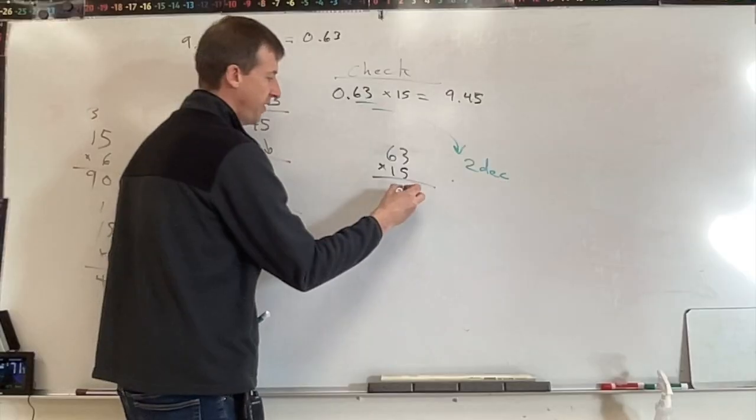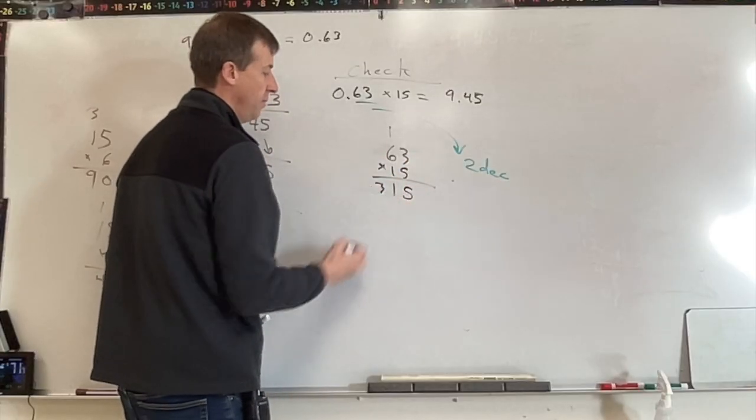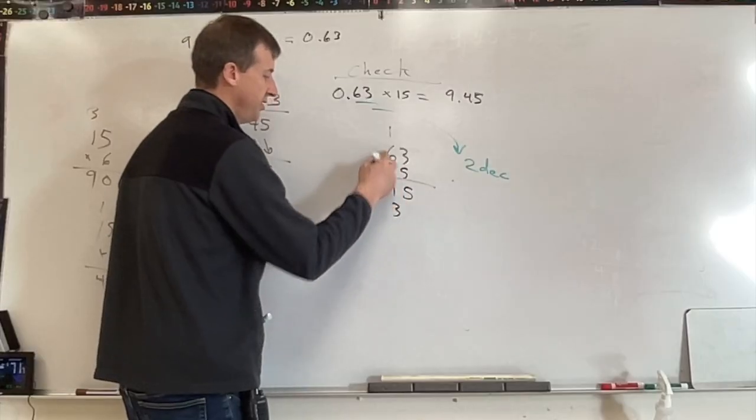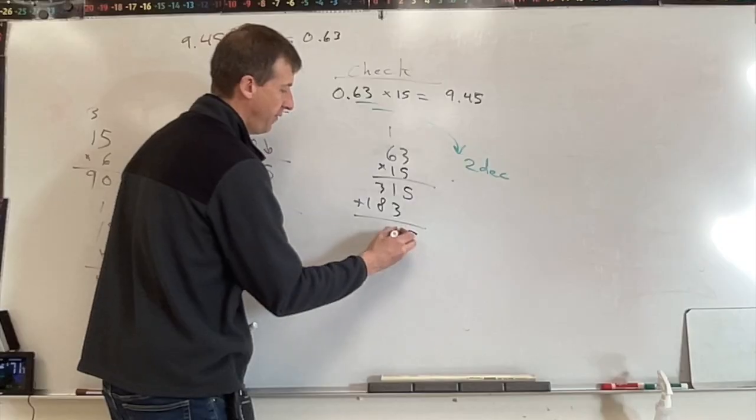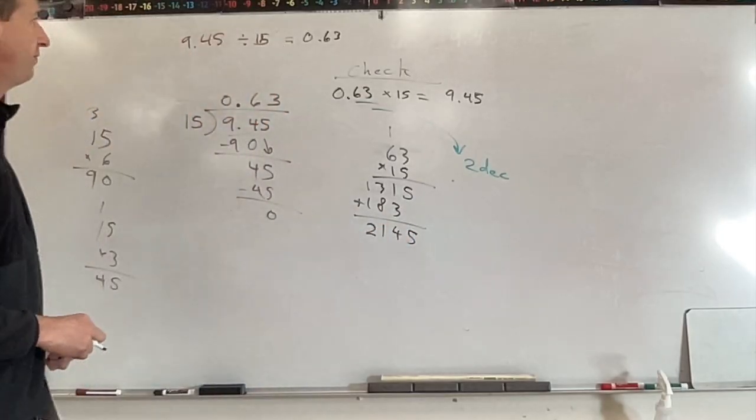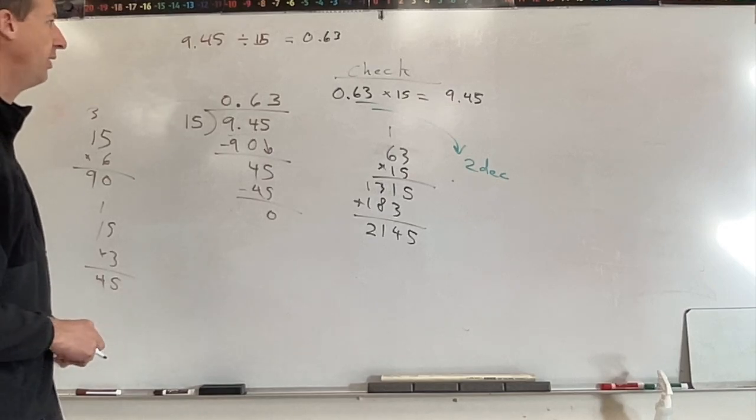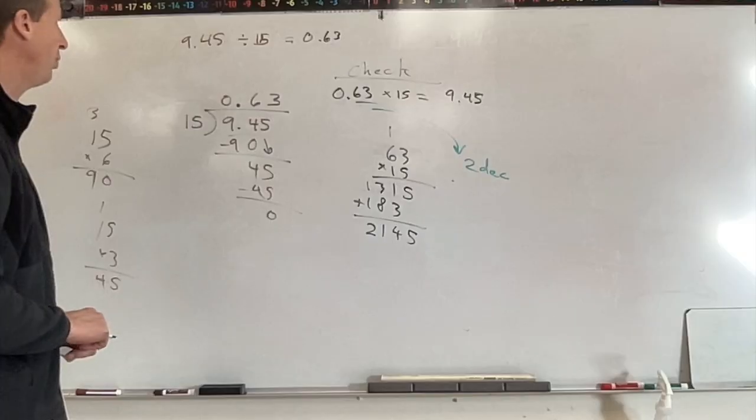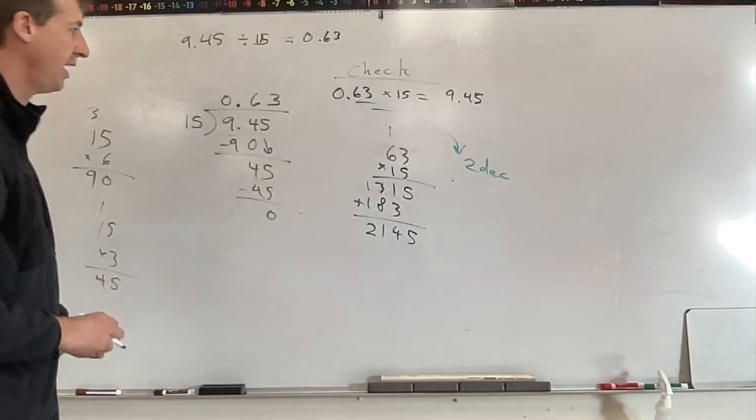5 times 3 is 15, carry the 1. 5 times 6 is 30, plus 1 is 31. 1 times 3 is 3, 1 times 6 is 18. I've got to add those together. I get a 5, a 4, an 11. Carry the 1. I get 2, 1, 4, 5. What did I do? Something did not work out right there in that one. 0.63 times 15 is 9.45. I did not get the right answer.